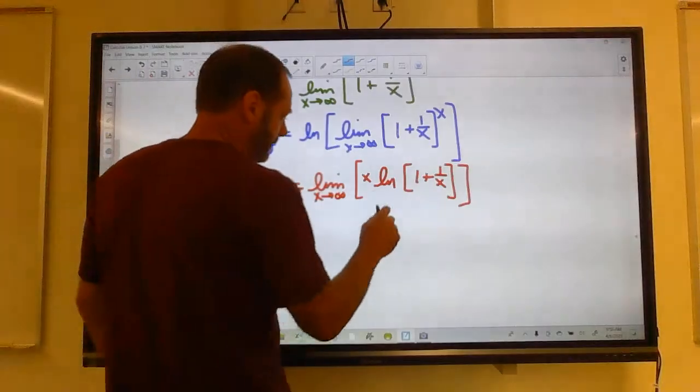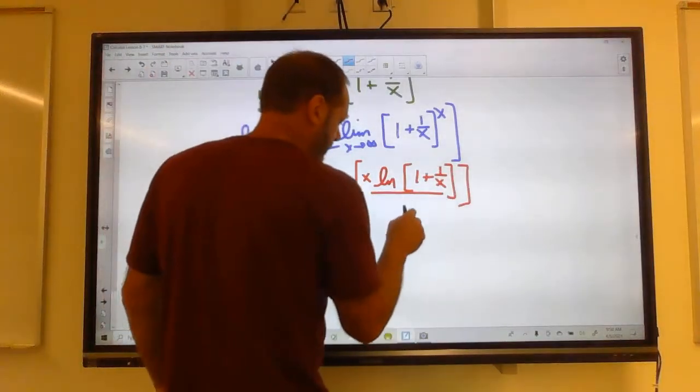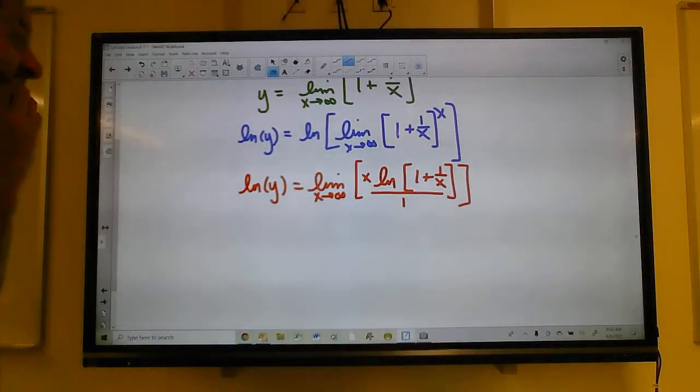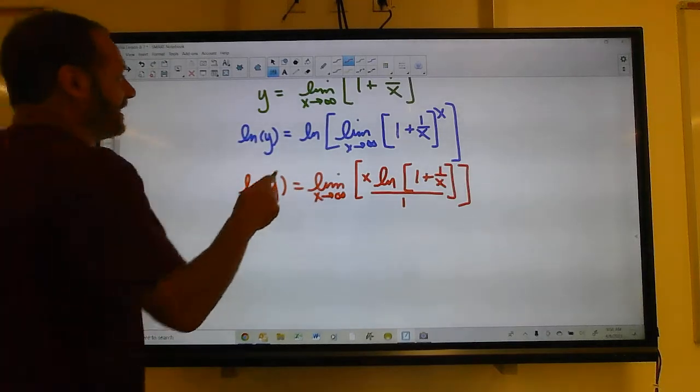Now, here's the thing I'm going to do here. I don't really have a fraction here, but I'd like to have a fraction so I can use L'Hopital's Rule. So I want to put this over 1. And that doesn't really help me a whole lot, but it does let me do this.